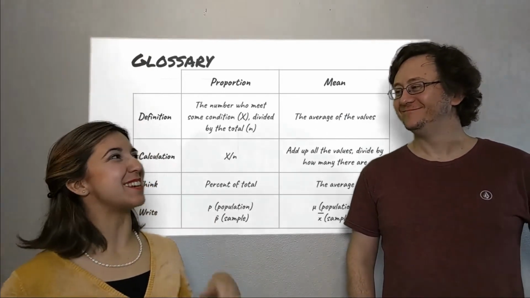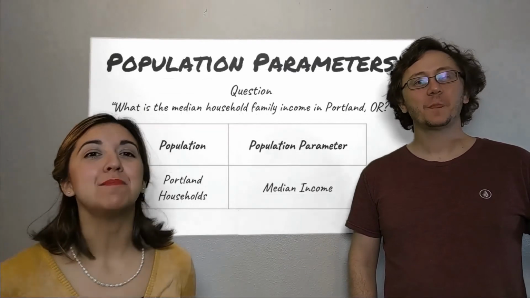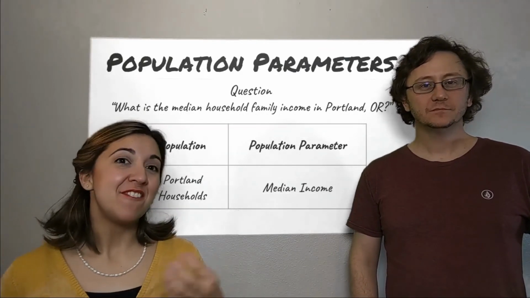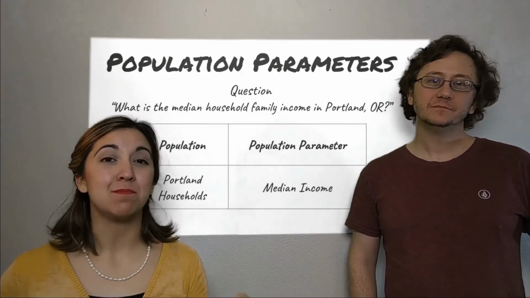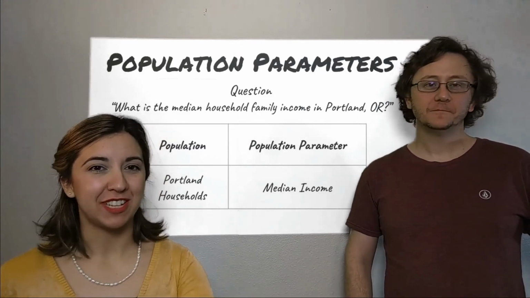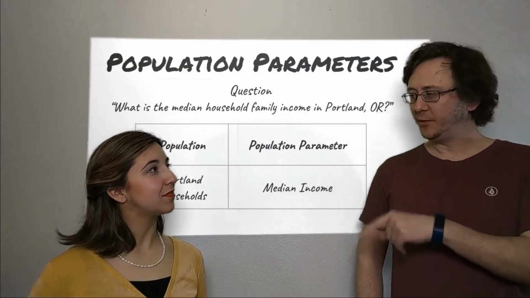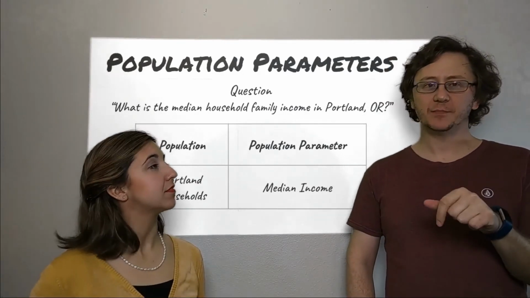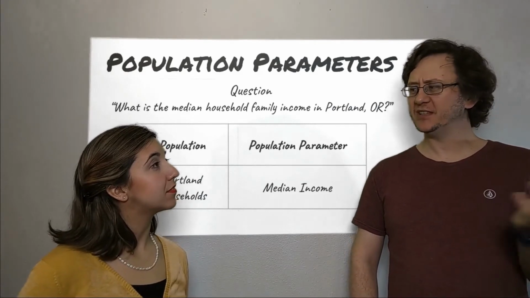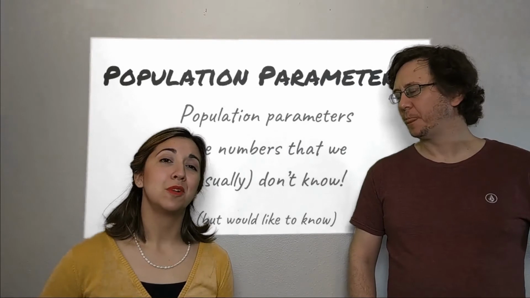Oh, nice tip. And then in our last example, the population was family households in Portland, and the parameter was the median household income. Now, one thing I noticed is that you said the parameter was a number that describes the population, but we're giving all these parameters in sentences. So why don't we just give the number? Oh, would that we could.